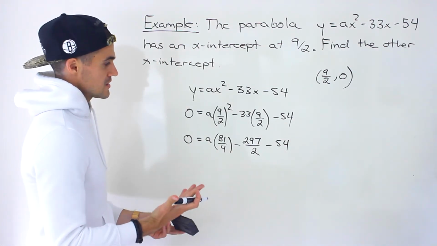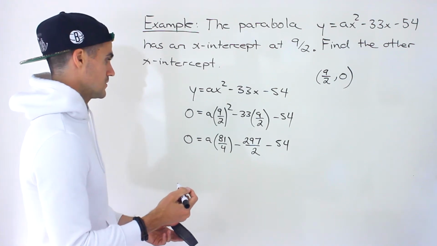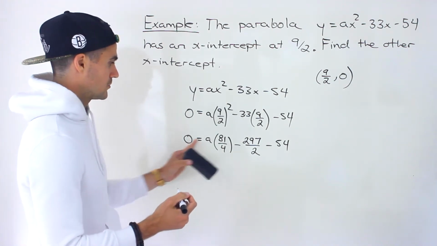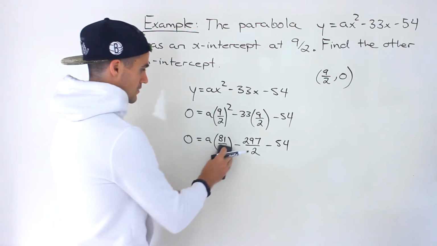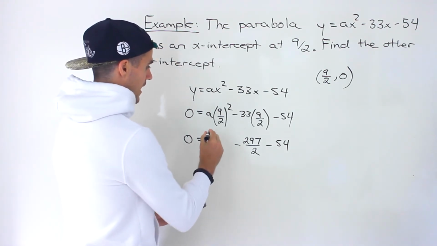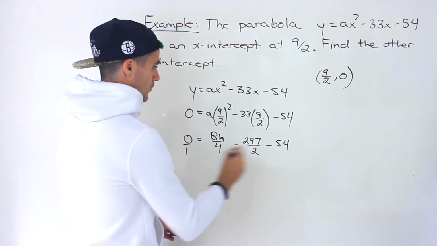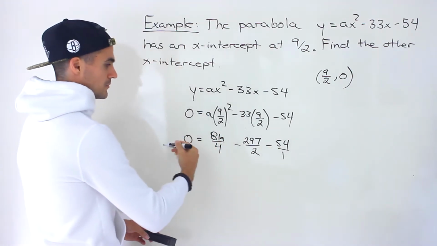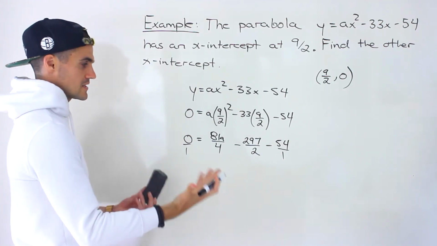Now, there are multiple ways you can go and solve this. Personally, I'm going to multiply everything by the lowest common denominator. So notice here, this we could rewrite as 81a over 4. This 0 is like over 1. This 54 is like over 1. We can multiply everything by the lowest common denominator to get rid of all the fractions. Okay, you don't necessarily have to do that.